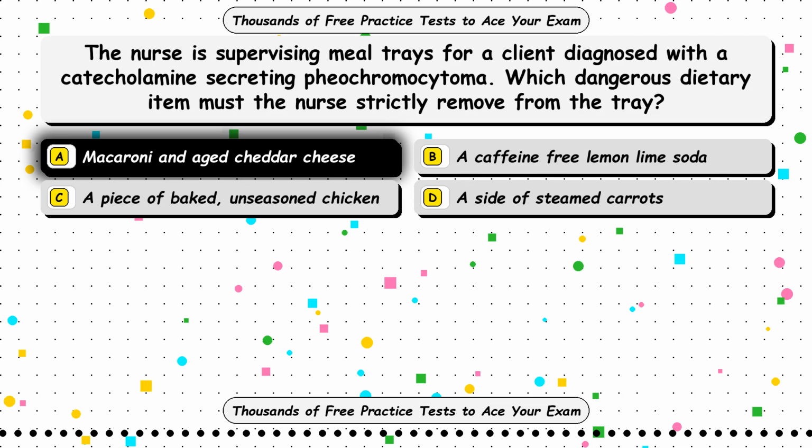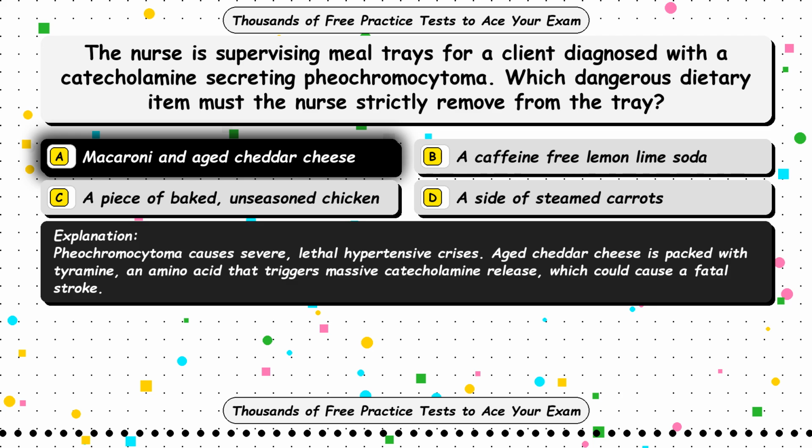The correct answer is option A, macaroni and aged cheddar cheese. Pheochromocytoma causes severe, lethal hypertensive crises. Aged cheddar cheese is packed with tyramine, an amino acid that triggers massive catecholamine release, which could cause a fatal stroke.